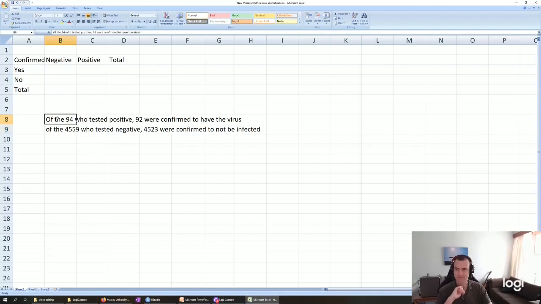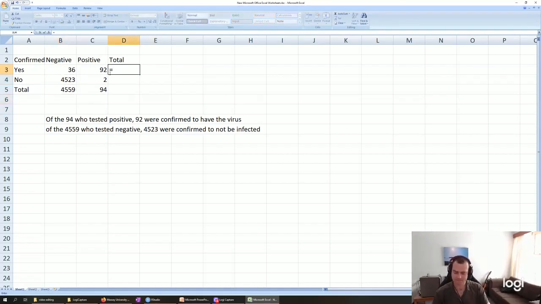So we sort of have to identify words like "of the" usually are referring to something in the margin. So of the 94 who tested positive, I can probably put that in, 94 were positive, therefore 92 confirmed to have the virus. That leaves 2 who were not confirmed to have the virus, where it was a false positive. And similarly, if we've got our 4,559 who tested negative and 4,523 were confirmed to not be infected, then whatever the difference is here, 36, that should give us our totals over here.